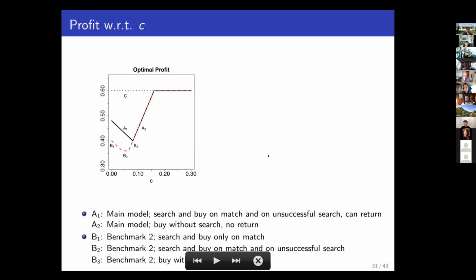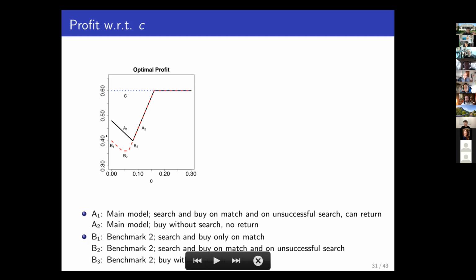Now we can dig a little bit deeper, and this is a bit of a complicated plot, but sort of difficult to read. The blue line is the profit under benchmark 1. The black line is the profit under the main model, and the red line is the profit under benchmark 2. And benchmark 2 is when there is search but no returns, and the main model has obviously search and returns.